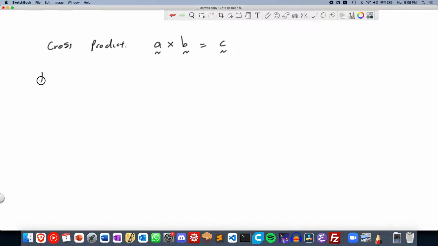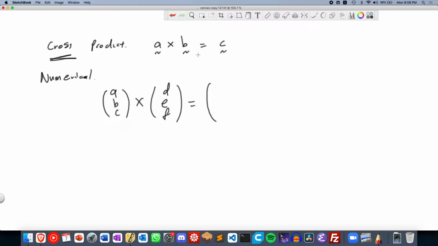So let's talk about the numerical first. How do you numerically calculate the cross product? If we have A, B, C cross D, E, F, then this is equal to, if you pay a bit of attention, BF minus CE, CD minus AF, and AE minus BD. So yeah, that's the cross product.